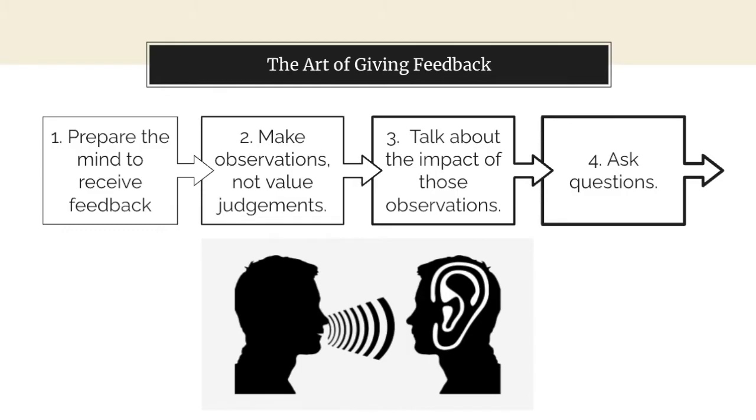The next step is to talk about the implications or the impact of those observations. And I can talk about how certain uses of language might confuse a reader, or I might talk about how the incorrect application of a particular formula led to an incorrect outcome. By talking about the impact of the observations that I'm making rather than the value, I'm allowing the students to draw their own conclusions about why a certain practice was good or bad.